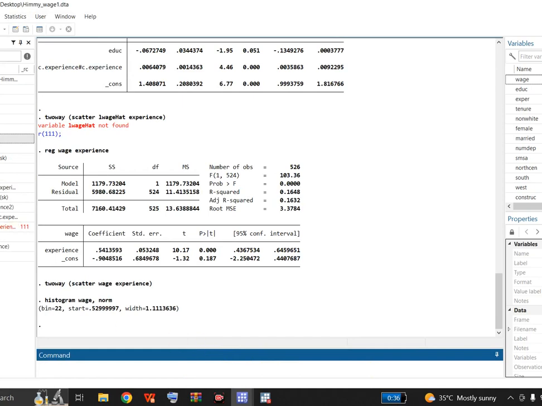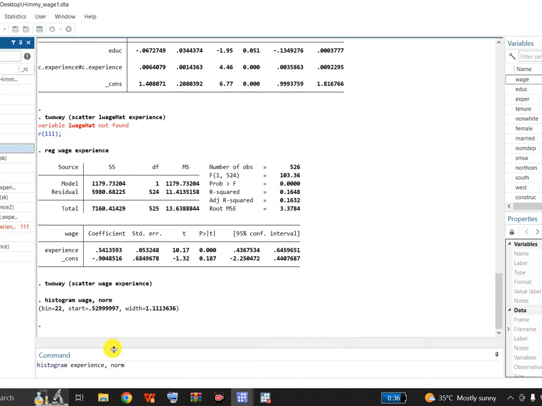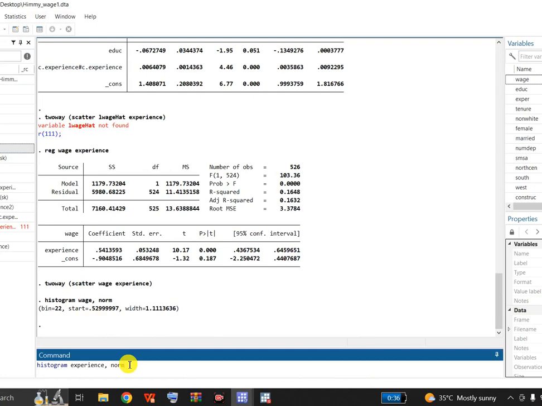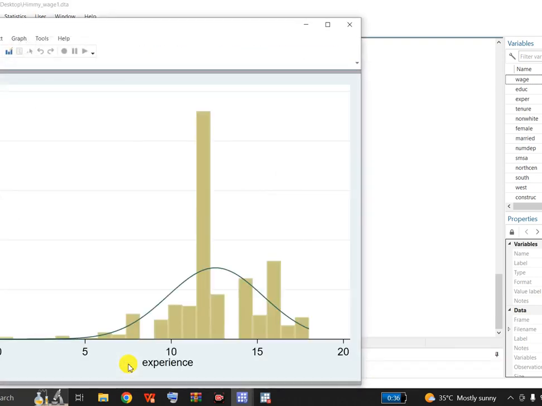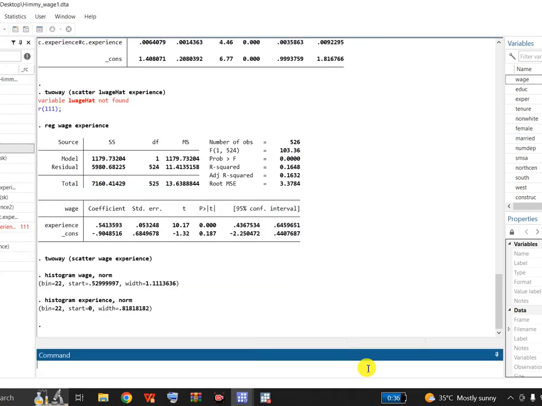After this, we may also check the histogram of experience with the normal density function, and again this time we have a left skewed or negatively skewed distribution. This is not a normal distribution. So using visual analysis or histogram analysis, we may guess that both of these variables are not normal, and the scatter diagram showed that the relationship between these two variables doesn't seem to be linear. It's a curved type relationship.